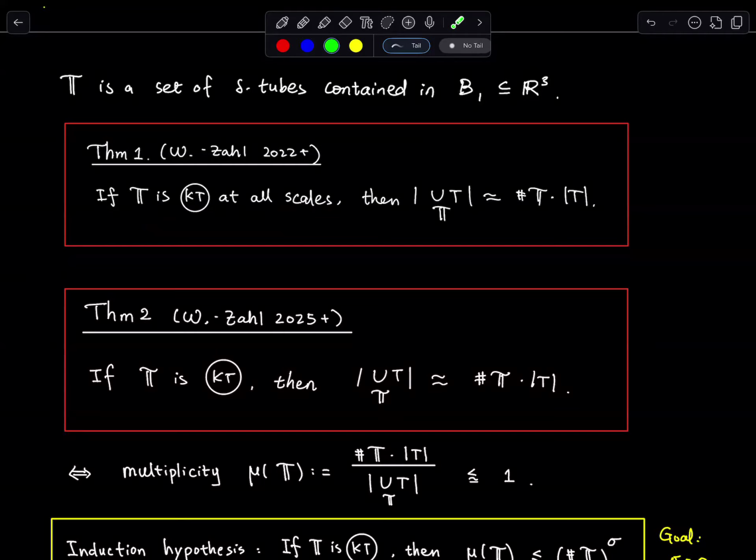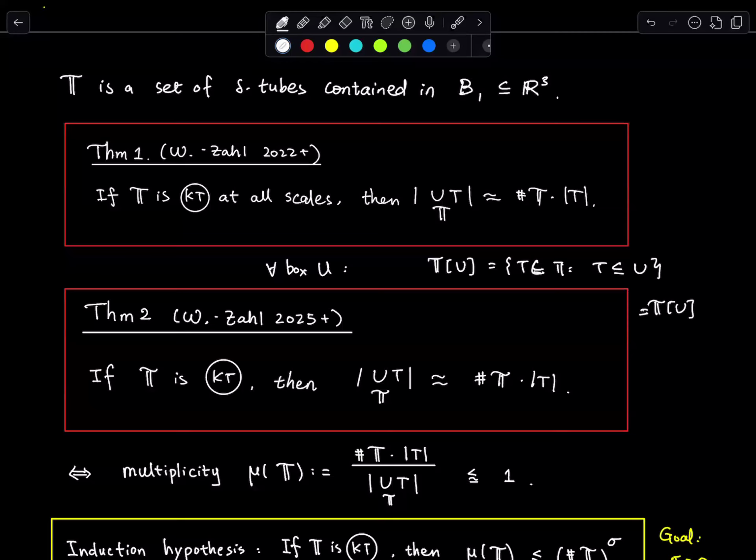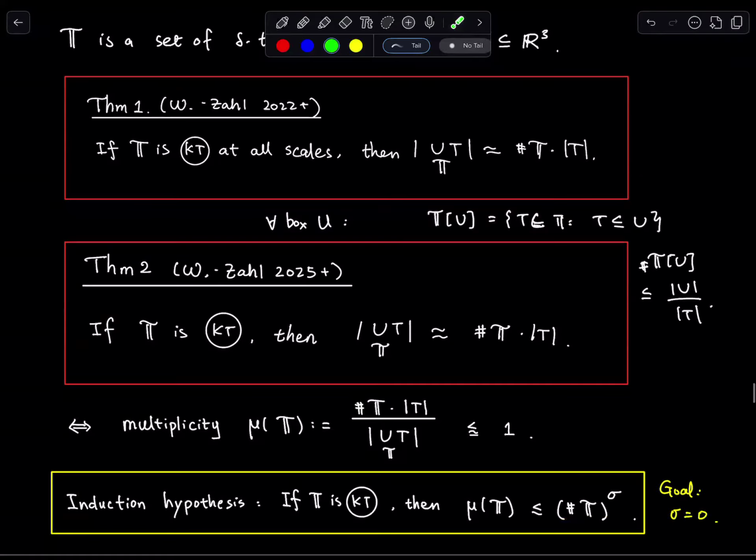In other words, if the set of tubes satisfies the Katz-Wolff axiom, I will just remind you what it means. It means that for any rectangular box U, the set of tubes contained in the box shouldn't be too large. It's less than the volume of U divided by the volume of a single tube. This is a necessary condition to say that such a bound holds, to say that the set of tubes are essentially disjoint.